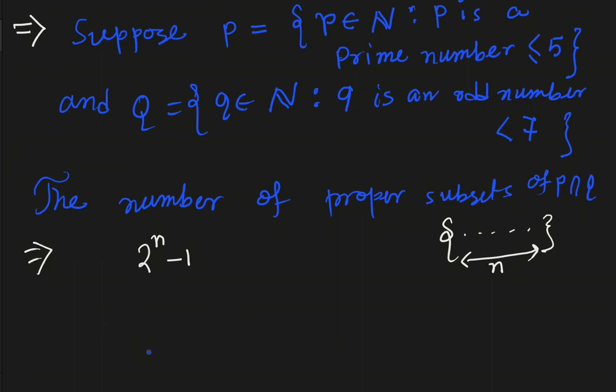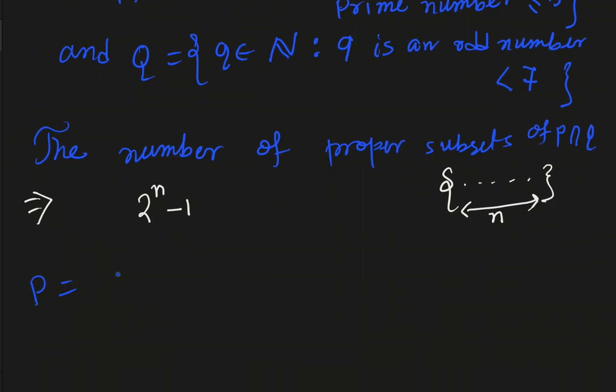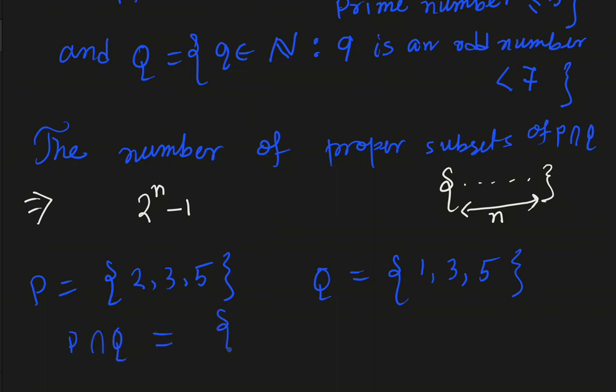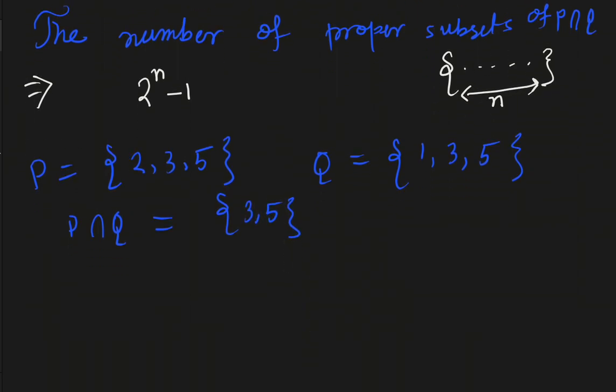First calculate what P is: P is 2, 3, 5. These three are prime numbers less than or equal to 5. And Q is 1, 3 and 5. These three are odd numbers less than 7. So the P intersection Q is actually 3, 5. So how many elements are there in P intersection Q? Only 2 elements.